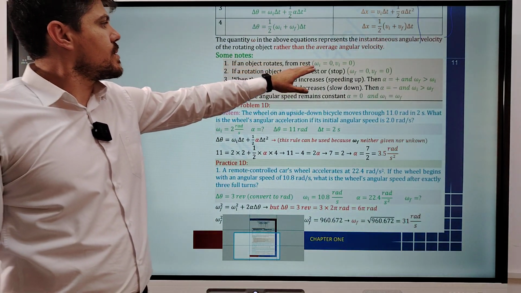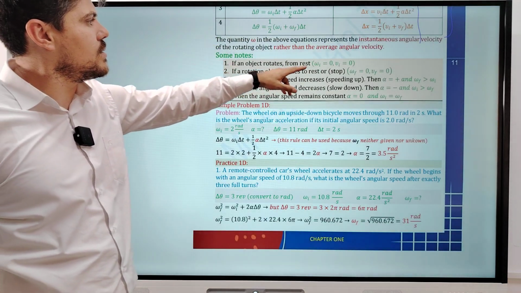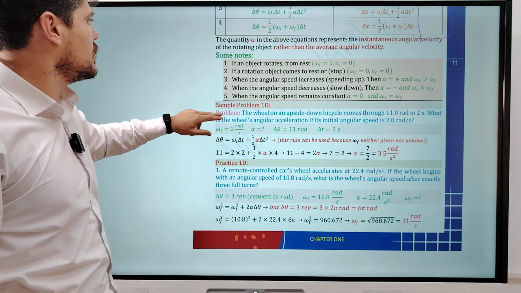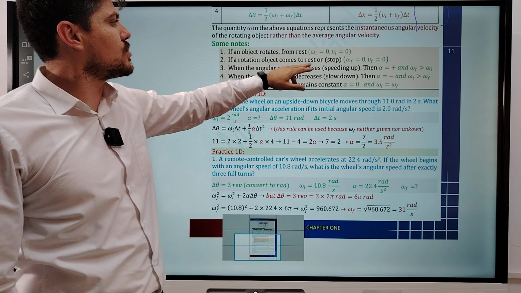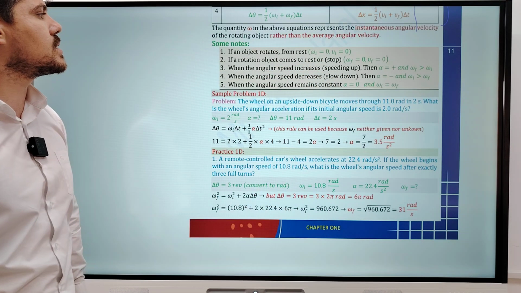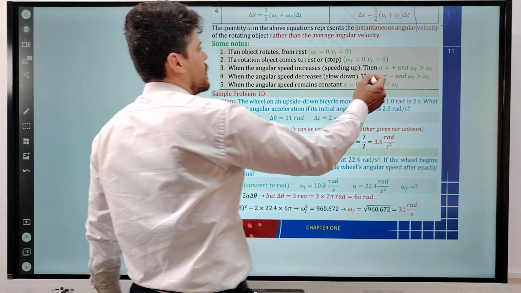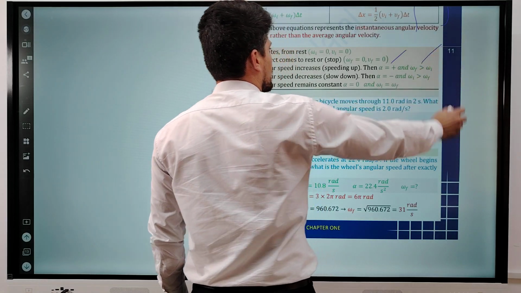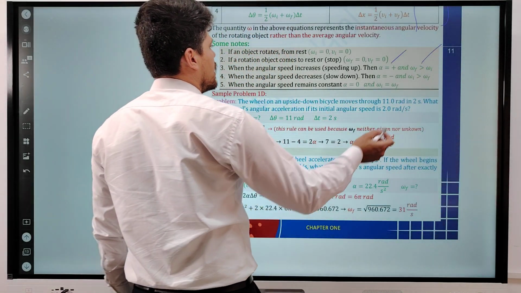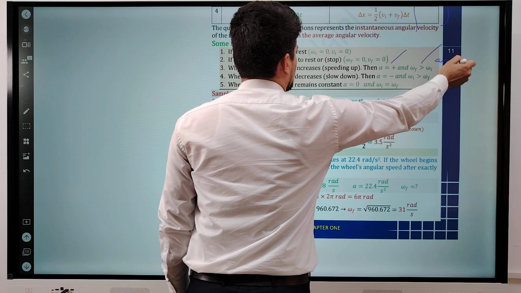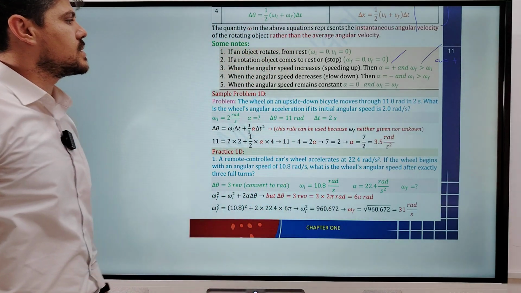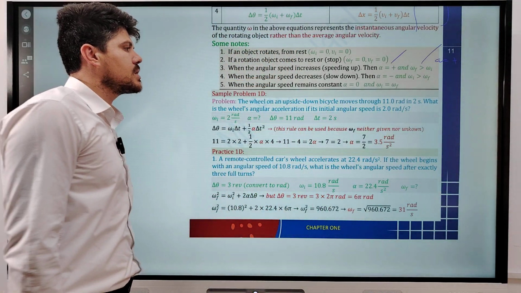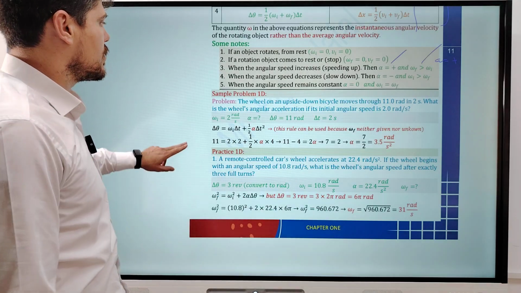If an object rotates from rest, as I mentioned before, omega initial becomes 0. If a rotating object comes to rest, omega final becomes 0. In the case of speeding up, alpha is positive and omega final is bigger than omega initial. The negative is the same. When angular speed remains constant, alpha is 0.